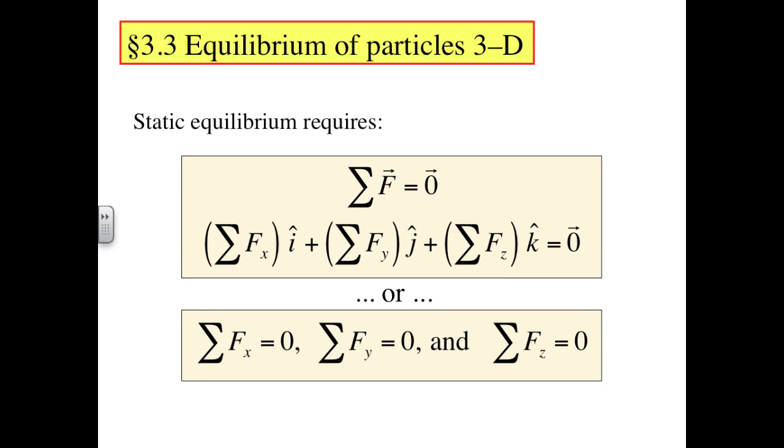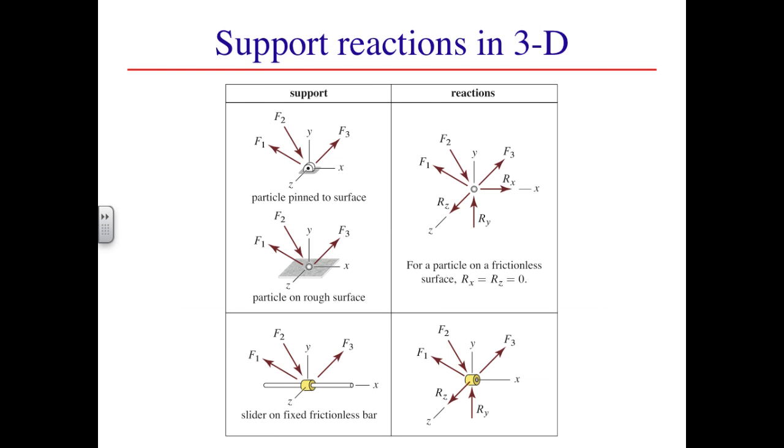Particle equilibrium in 3 dimensions is not really much more complicated than that in 2 dimensions. We now have 3 mutually orthogonal directions instead of 2, so we have 3 scalar component equations. Particle support reactions in 3D are a straightforward extension of what we encountered in 2D. If the particle is pinned, it is restrained from moving in all 3 directions, and we have 3 reaction forces.